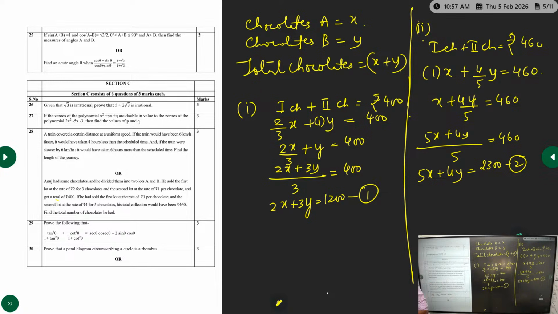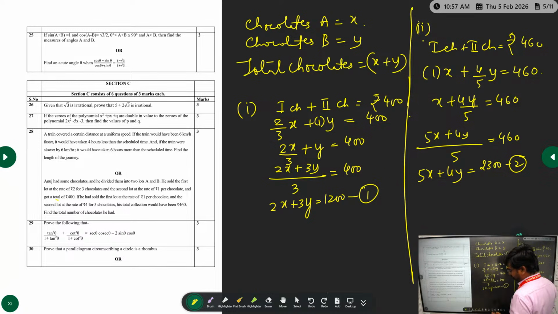Equations, has everybody written? Yes, sir. The elimination method you should do compulsorily. Now the 30th textbook question: Prove that a parallelogram circumscribing a circle is a rhombus.